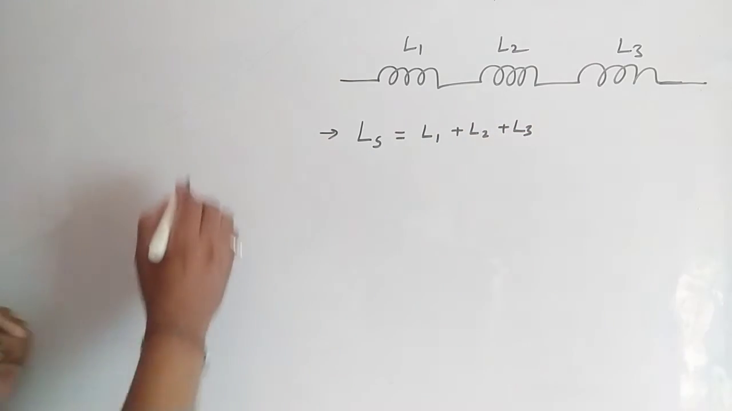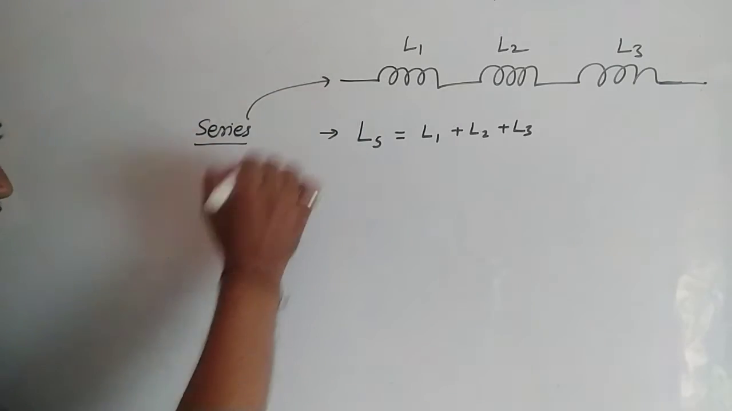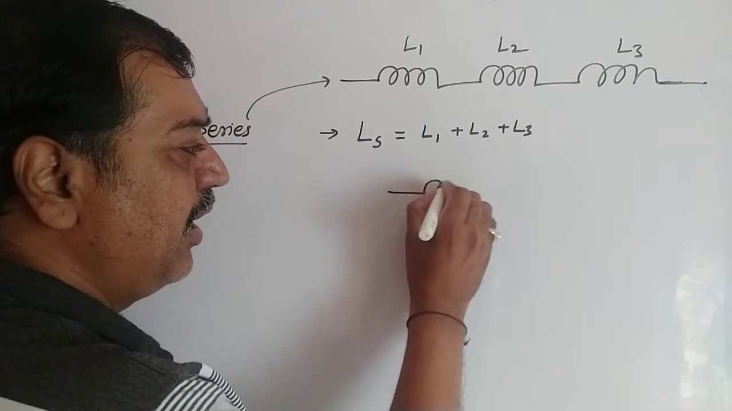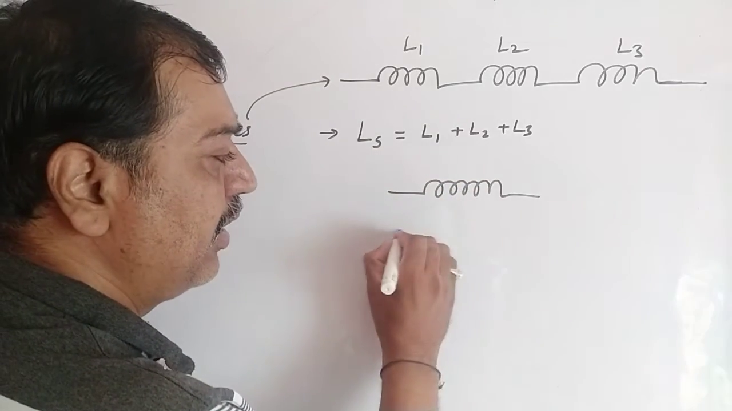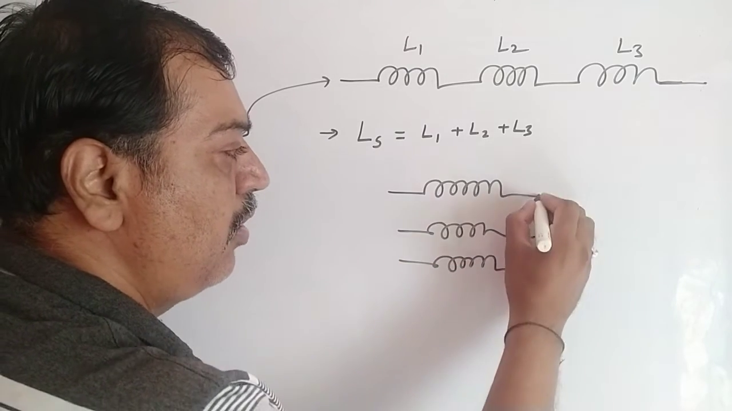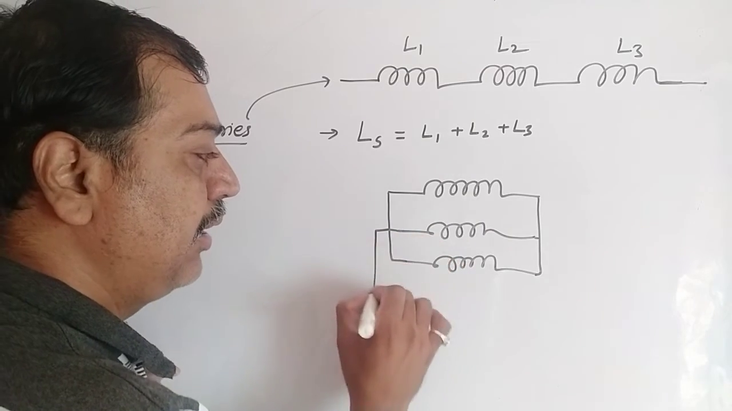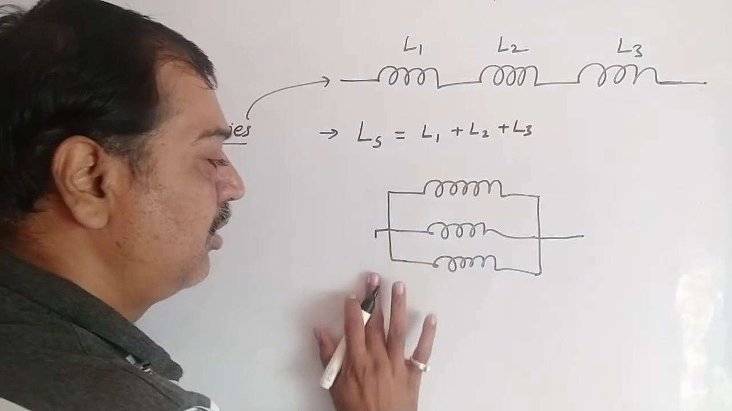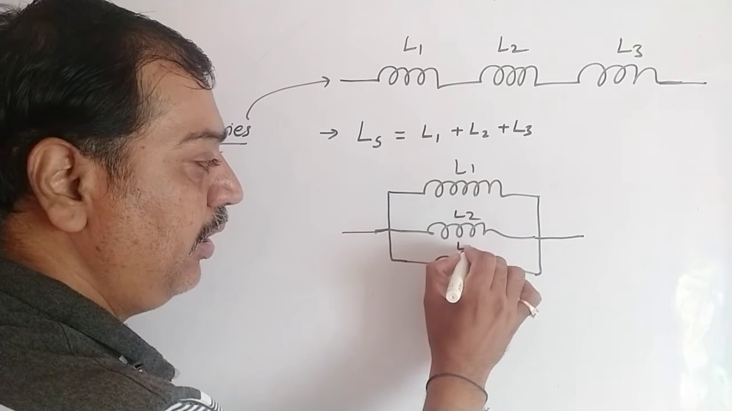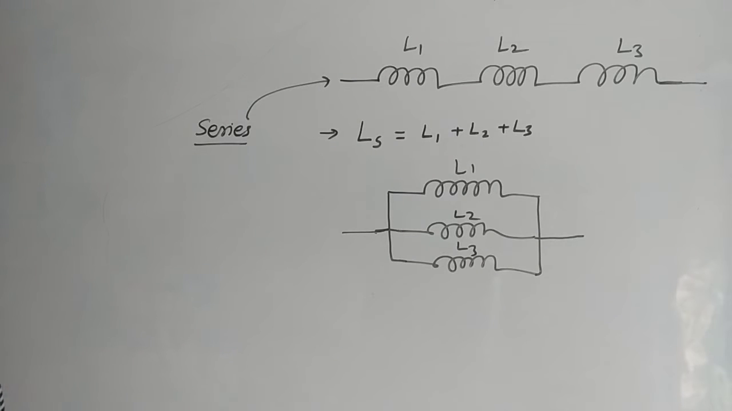So this is the formula for series combination of resistors. Instead, if the coils are connected in parallel to each other, suppose the three coils we have are connected like this, their other ends are made common, and then they are connected in the circuit like this. This is L1, this is L2, L3. Then these three are said to be connected in parallel.